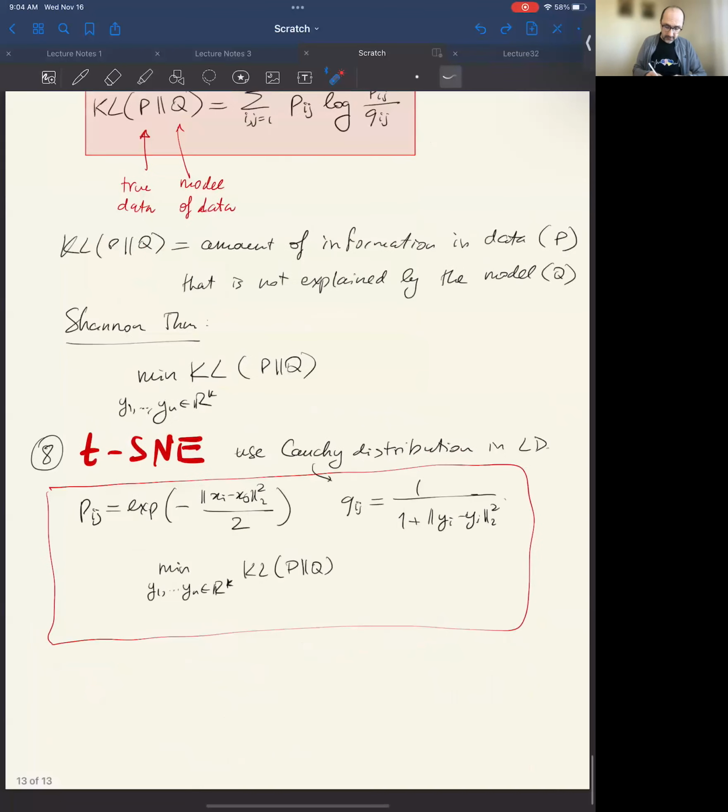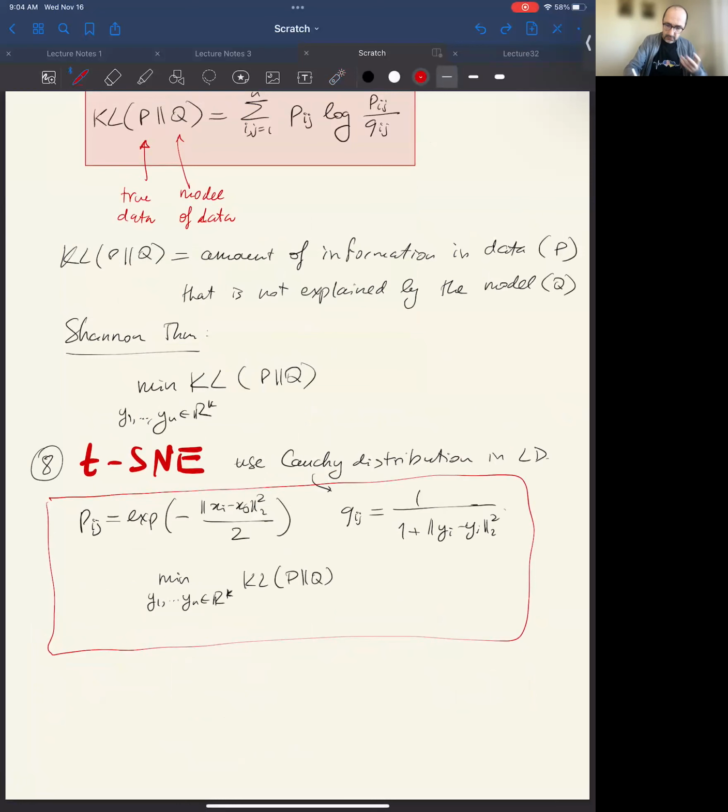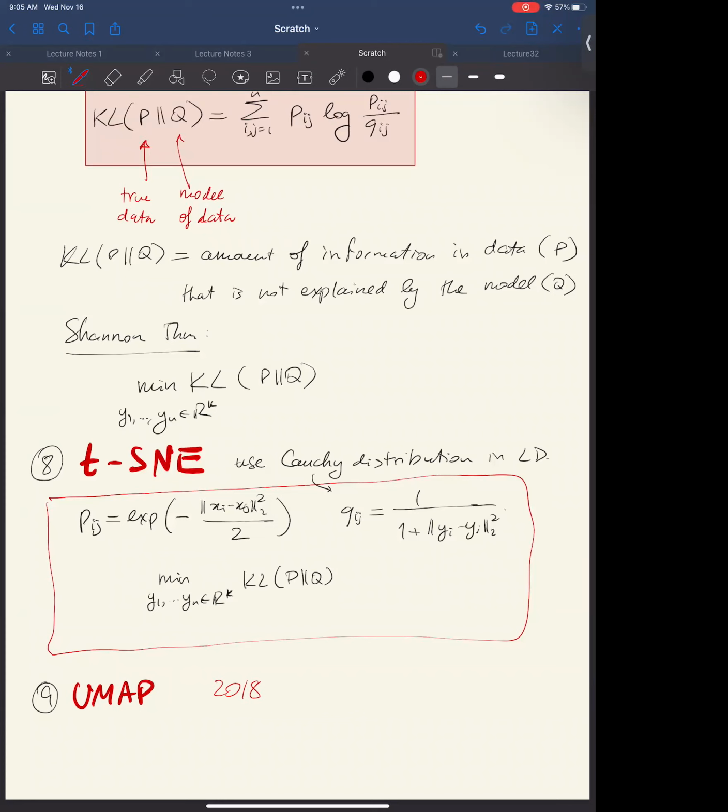And the last method that is kind of controversial, but I would like to mention it anyway, is UMAP. That's another main competitor of t-SNE at this point, and also used in many applications. This is pretty recent, 2018 or something like this. Have you heard of UMAP? No? Well, anyway, check it out.